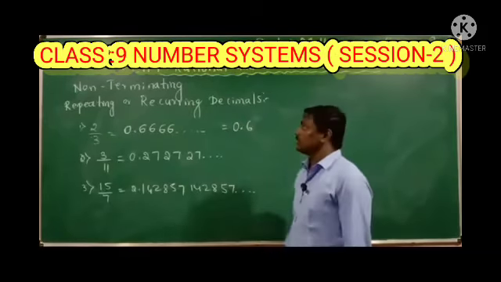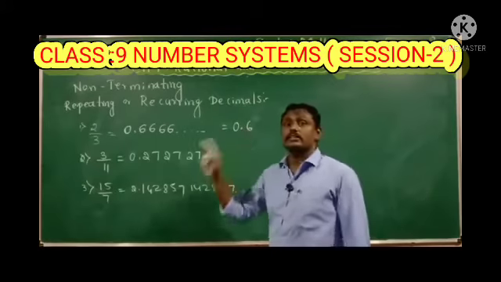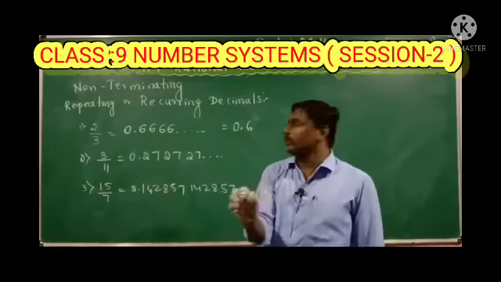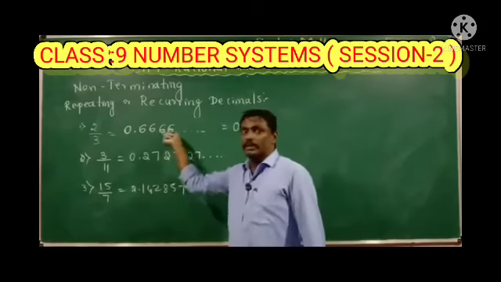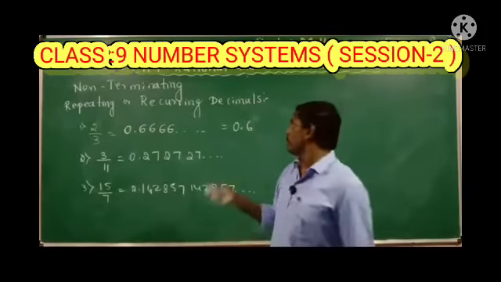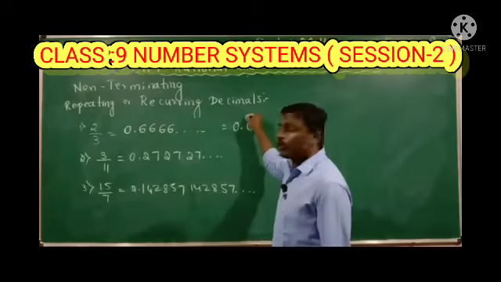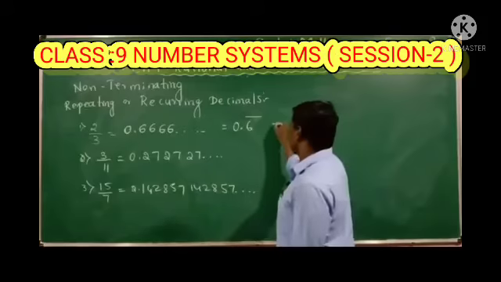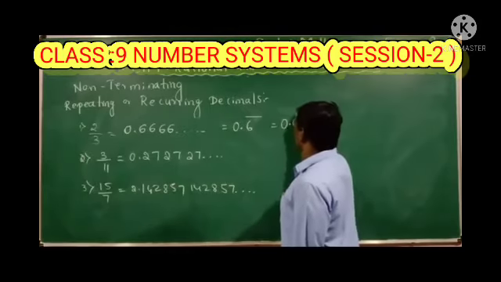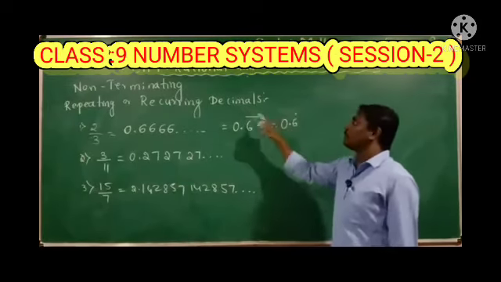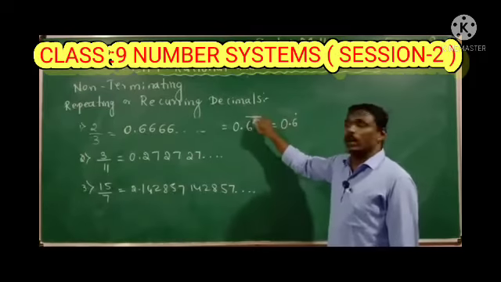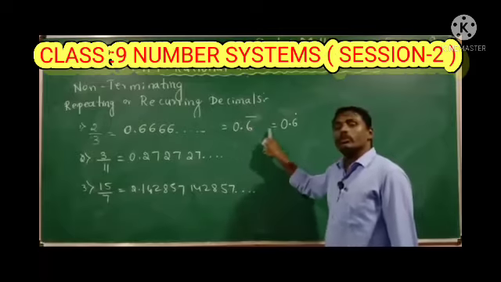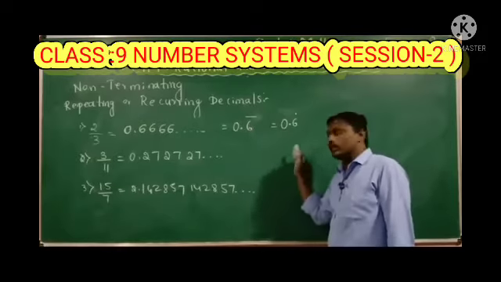This is 0.66666. Here 6 is repeated. 6 is a repeated period. These repeated numbers are called repeated periods. We denote them with a bar, or sometimes with a dot. This dotted point or bar, which we write above the number, indicates that this number will repeat in the next continuous series.